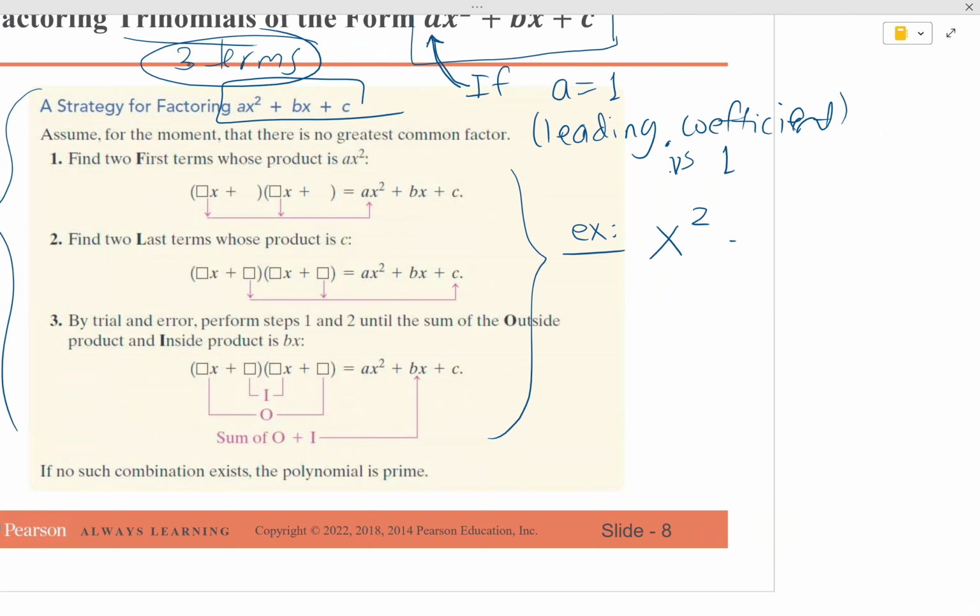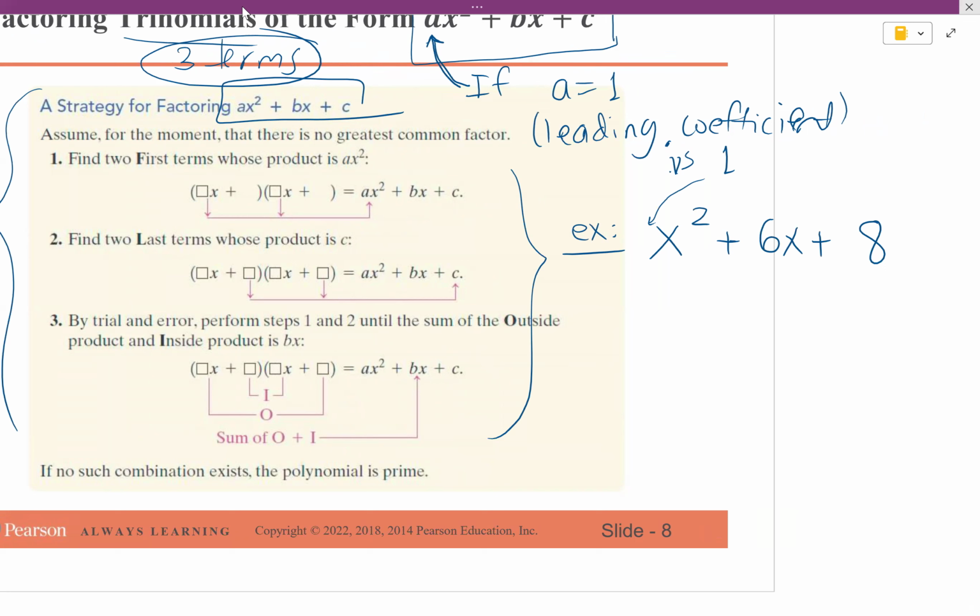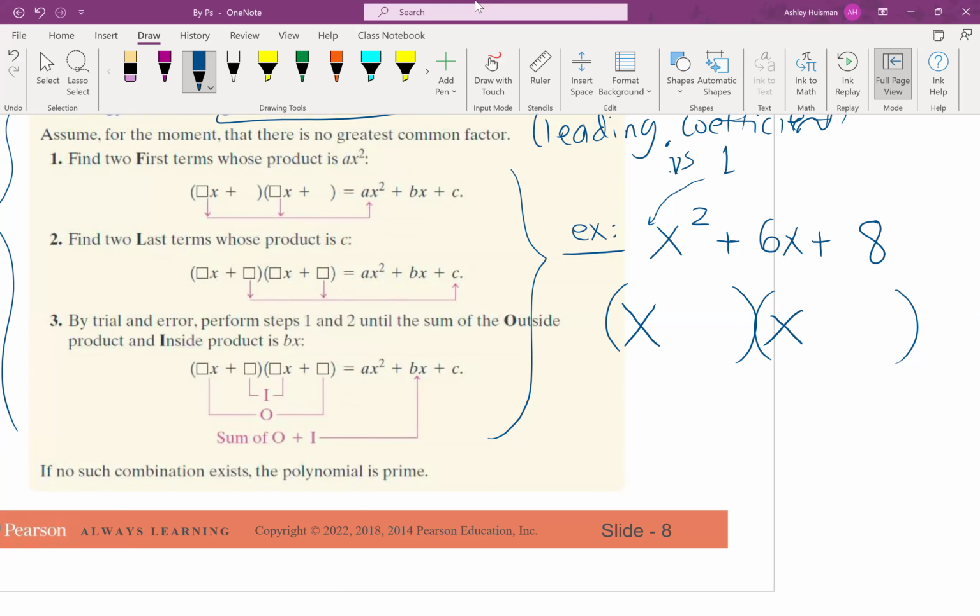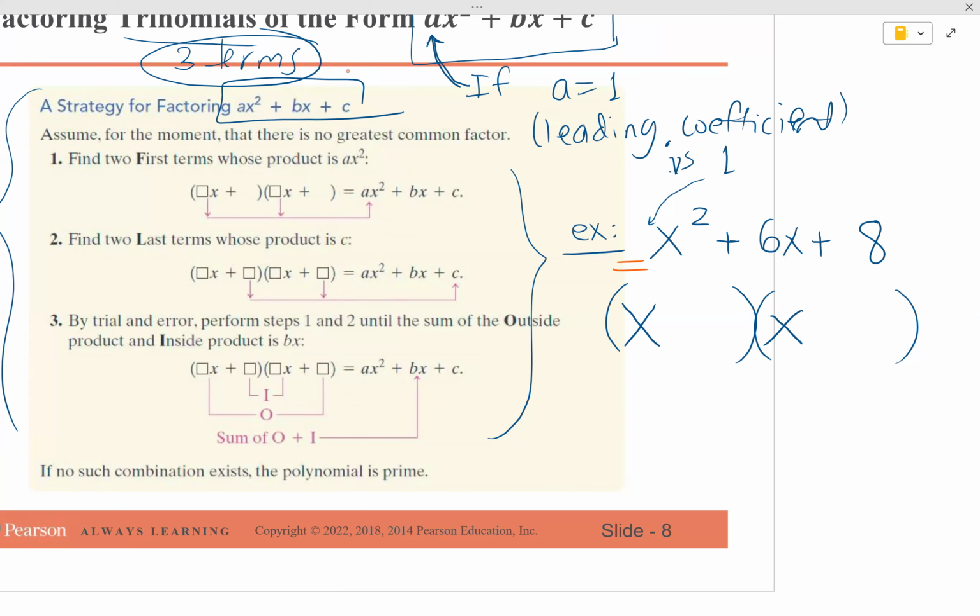Okay, x squared plus 6x plus 8 or something like that. So that's a trinomial, and the leading coefficient is 1. Notice that there's no number in front of x squared, so that means it's automatically a 1. These always factor into 2 binomials, like this, and it's always going to be an x and an x. Every time you have a trinomial with just a 1 in front of x squared, that's always the setup. And then your job is to figure out these 2 numbers.